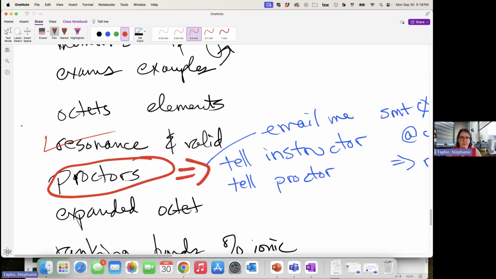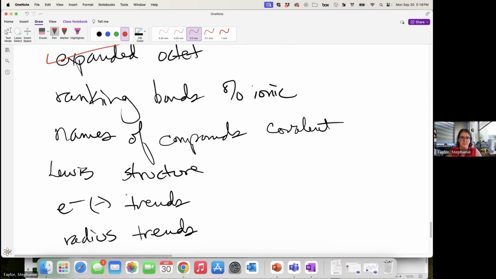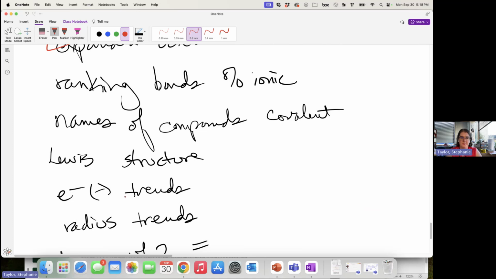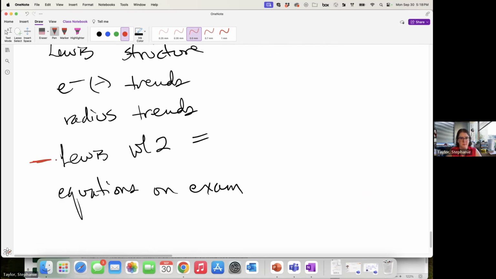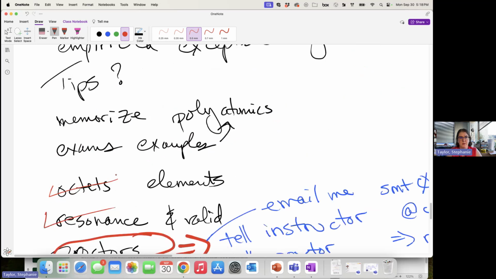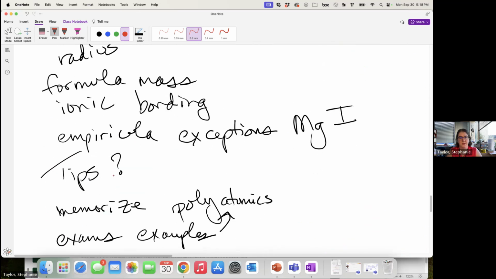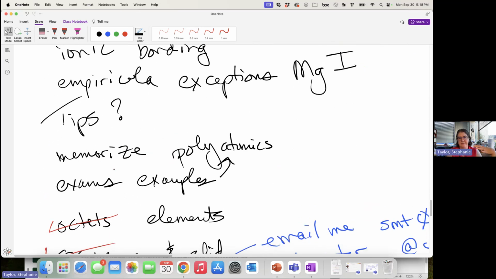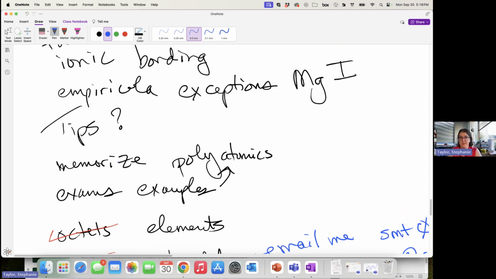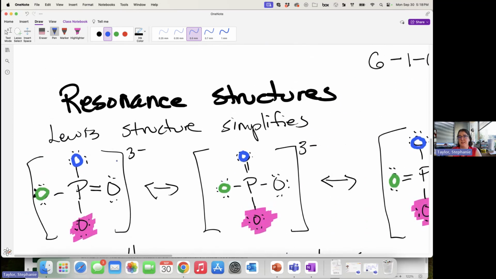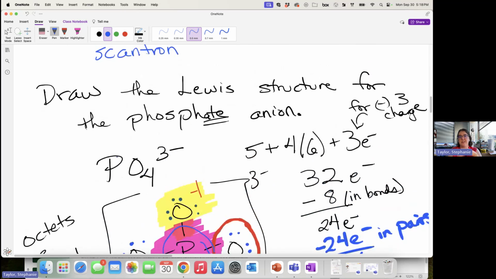Okay. So I think we talked about elements and their octets and expanded octets. A lot of things came up about polyatomic ions. So let's talk about some polyatomic ions and some general tips that I have. Also for exam examples, technically I started off with something that could be an exam example because it said draw the Lewis structure for the phosphate anion.